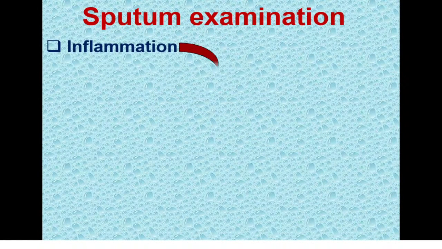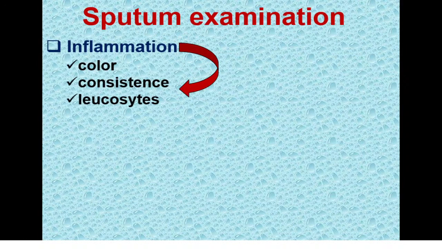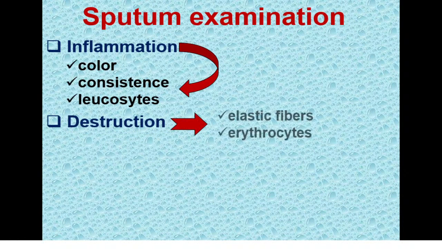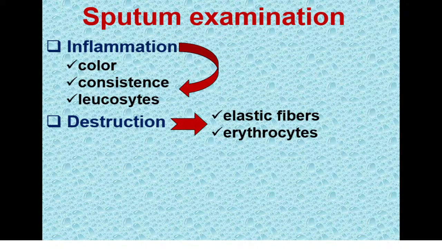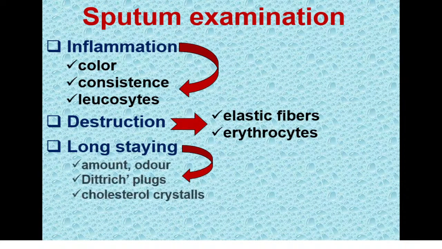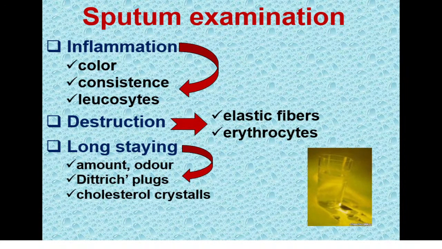The patient expectorates sputum, which shows active inflammation because of its greenish color and viscous consistency, rich with leukocytes. We reveal signs of destruction because we find elastic fibers and erythrocytes due to destruction of vessels. We see signs that the sputum was held inside the body for a long time: large amount, specific unpleasant odor, and presence of Dietrich plaques and cholesterol crystals, which indicate destruction and activity of bacteria.